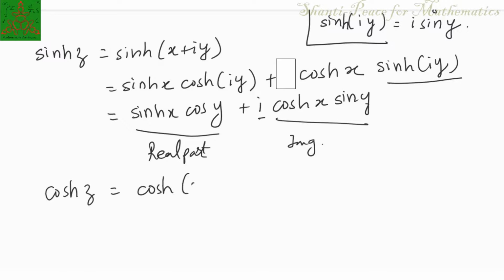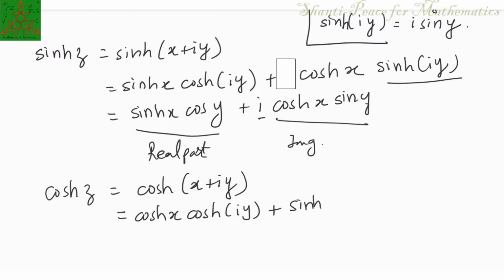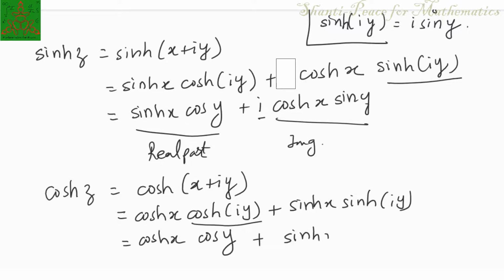And cos hyperbolic of z in a similar manner we can write as x plus iy. Using the identity as we have discussed above, that is cos hyperbolic x cos hyperbolic iy plus sine hyperbolic x sine hyperbolic of iy. Using the same identity, cos hyperbolic of x into cos of y plus sine hyperbolic of x as it is, and sine hyperbolic of iy is i sine y.